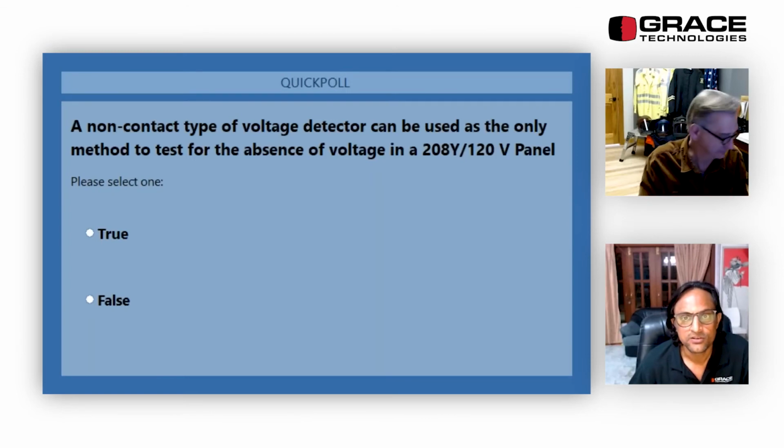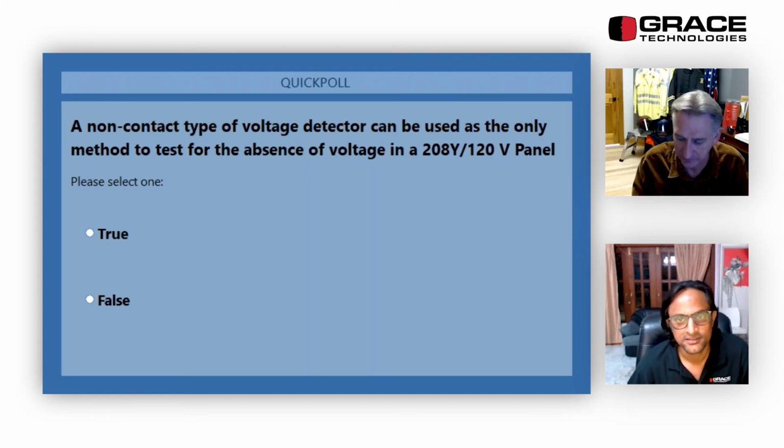So the next one is: a non-contact type voltage detector can be used as the only method to test for absence of voltage in a 480 volt, 208, 120 volt panel. So here it is, which Charlie was showing, an NCVD pen, or they call it a tick tester. I'm sure most of the audience know what it is.